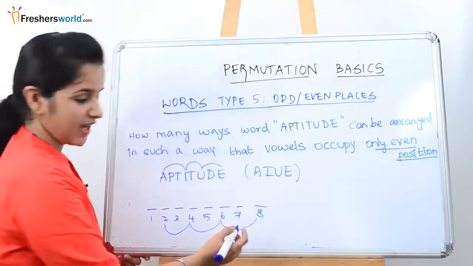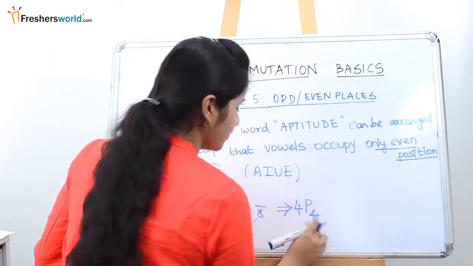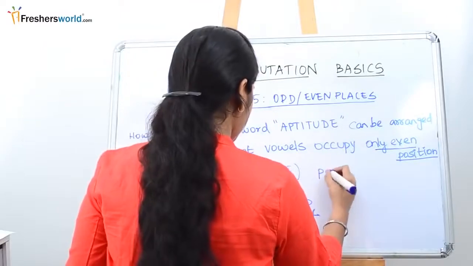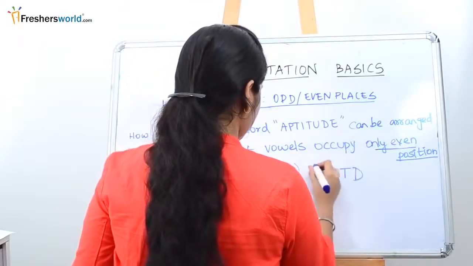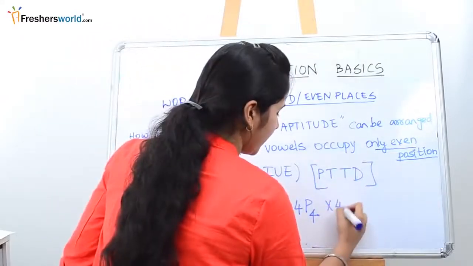How many places do we have? We have 4 places, out of which 4 vowels have to be arranged. What are the remaining letters that we have? So we have P, T, T and D. So these are the remaining letters. So this can be arranged, as we know, in 4 factorial ways.